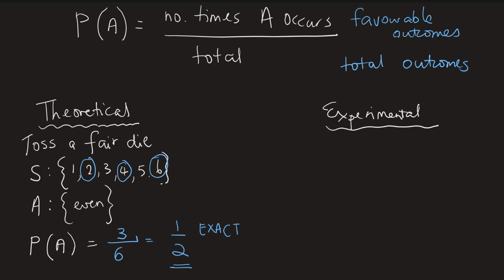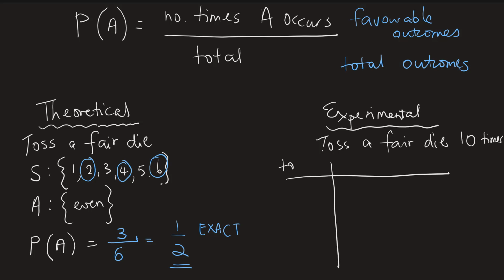Let's take a look at experimental probability now. So I'm going to do something pretty similar. I'm going to toss a fair die, but this time I'm going to say that I'll toss it 10 times. And I'm going to record the number on the top face. So let's just put here the top face. And I know the possible outcomes are 1, 2, 3, 4, 5, and 6. I'm also going to record the number of times each of these numbers shows on the top face.